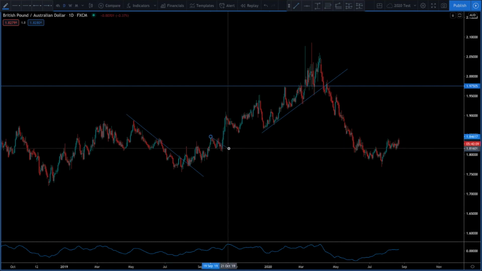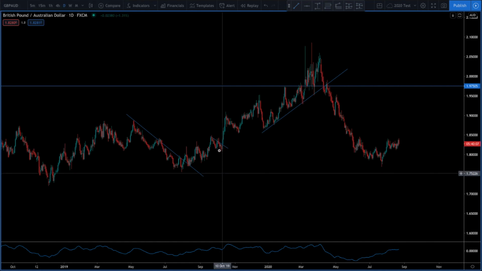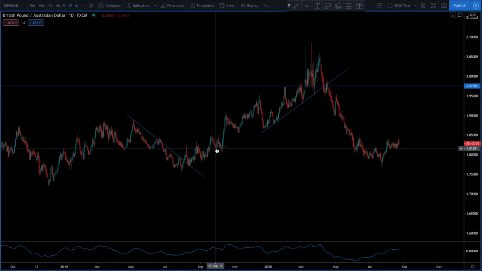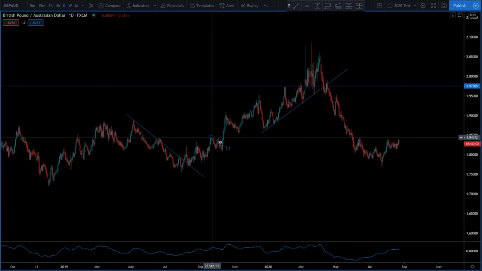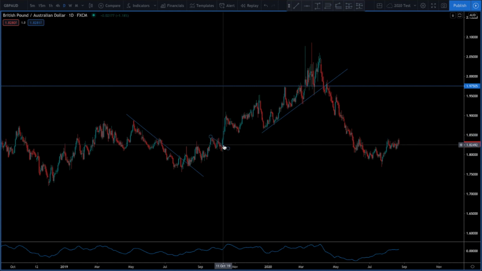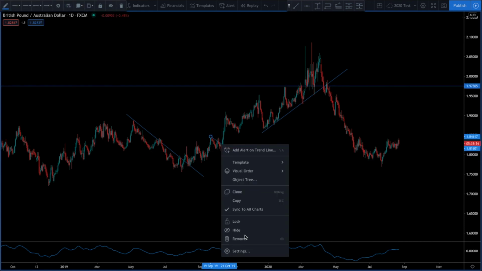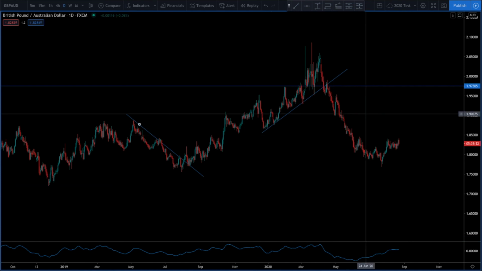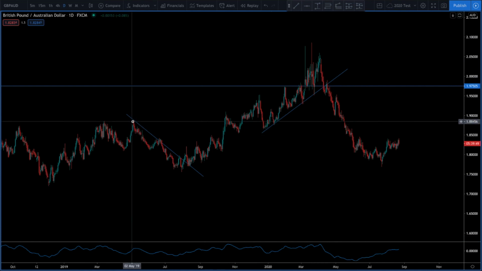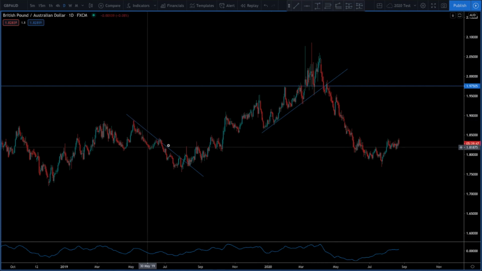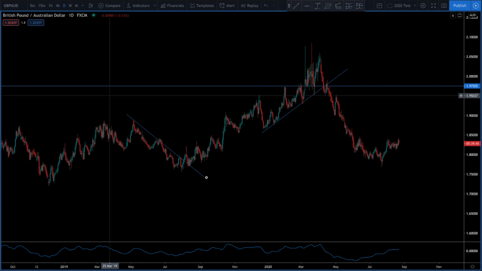Now, on the lower time frames, this could still be a valid trend line. It just depends on the type of trader you are. But for the analysis on this time frame, you want to have a good trend line.